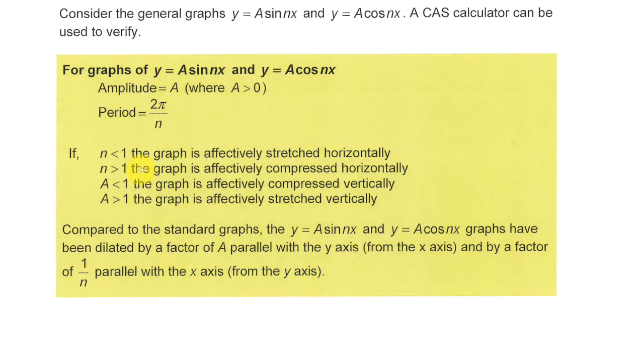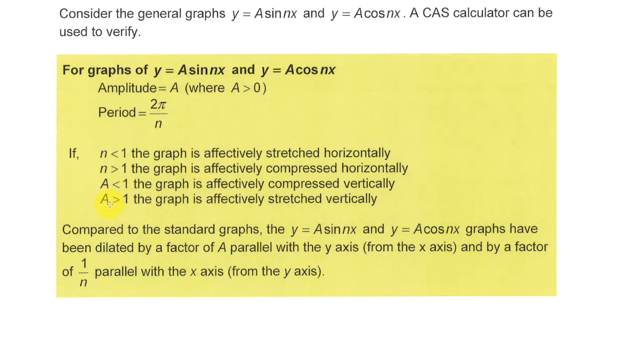If n is greater than 1, then basically our wave will be compressed, so it'll take us less to get through one full cycle of the graph. If n is less than 1, then our graph will be stretched. So think about that. If we had y equals sine of 0.5x, then our period will be 2 pi divided by 0.5, and that would equal 4 pi. So it will take 4 pi for us to cover one full cycle of the graph. So you can see there that that has been stretched.